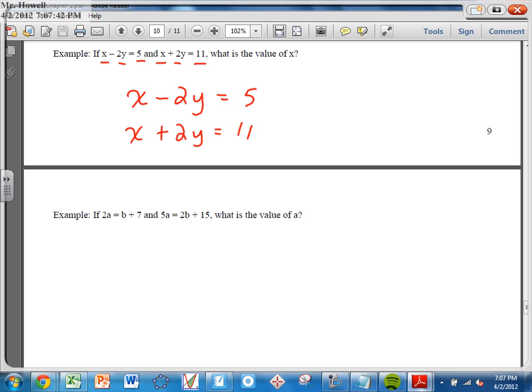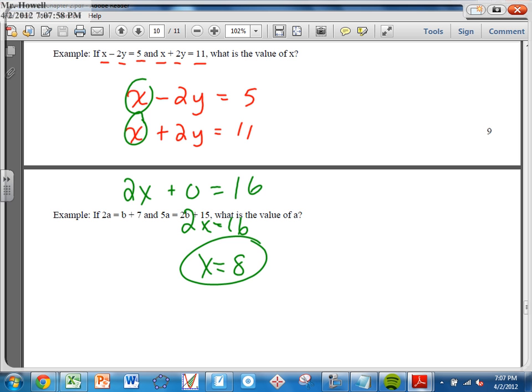Okay, writing them in row form, I can just add straight down. x plus x is 2x. Negative 2y and positive 2y is 0, and this gives me 16 on the right. So 2x is equal to 16, thus x equals 8. And a lot of people see this problem and think, wow, 2 equations, 2 unknowns, I gotta find x. Look at that, 15 seconds, you're done with that problem.